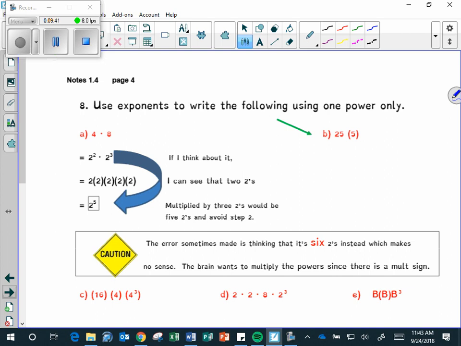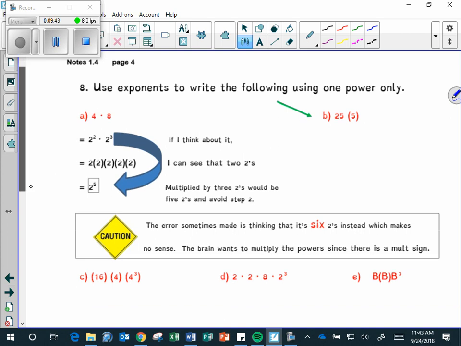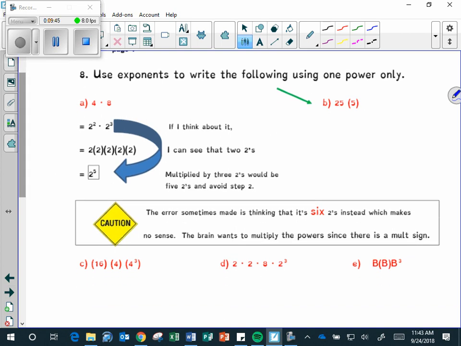Now this next part, I think, is really where it gets fun. Now we're using exponents to write the following, but we're only trying to use one power only. So for example here, when you see the problem 4 times 8, if you have to represent 4 times 8 using powers, you don't want to go ahead and multiply and call it 32, because that would make the problem a little harder.